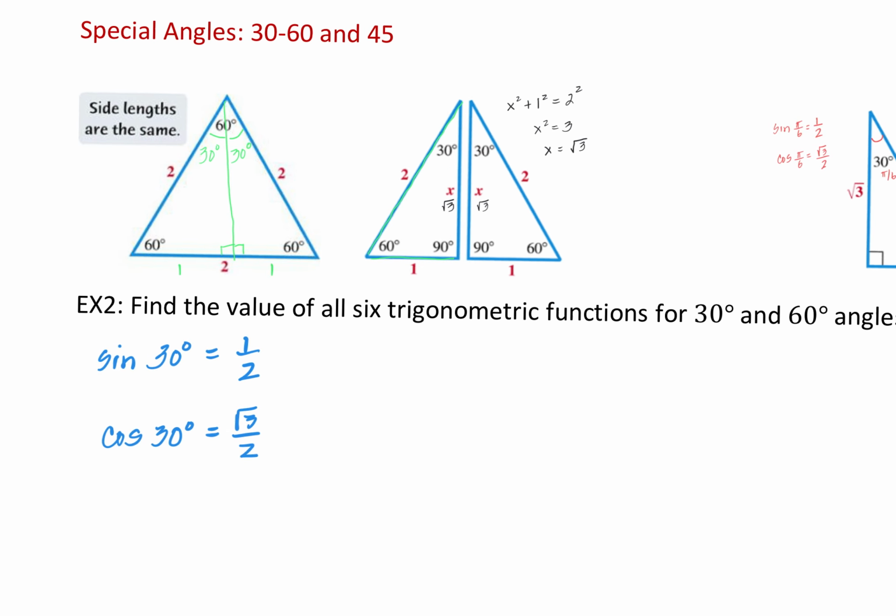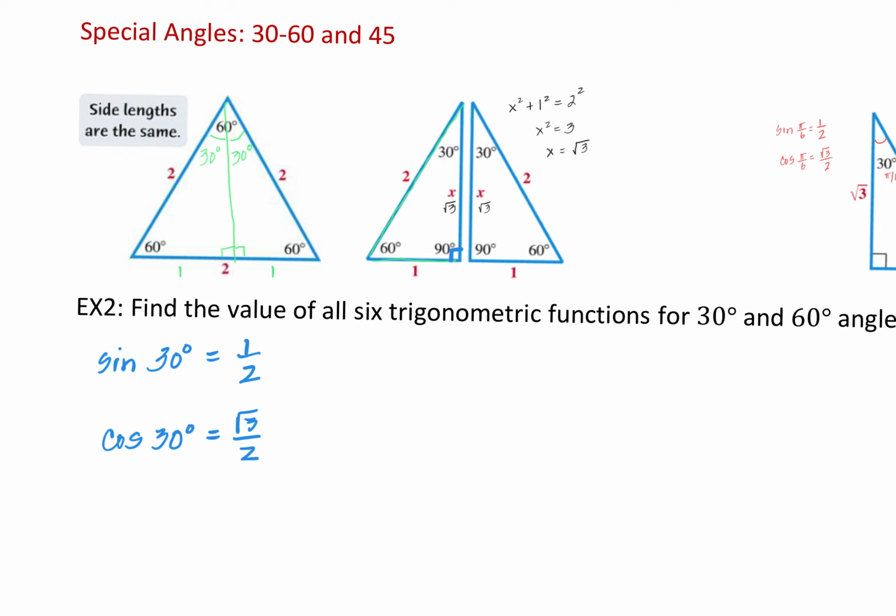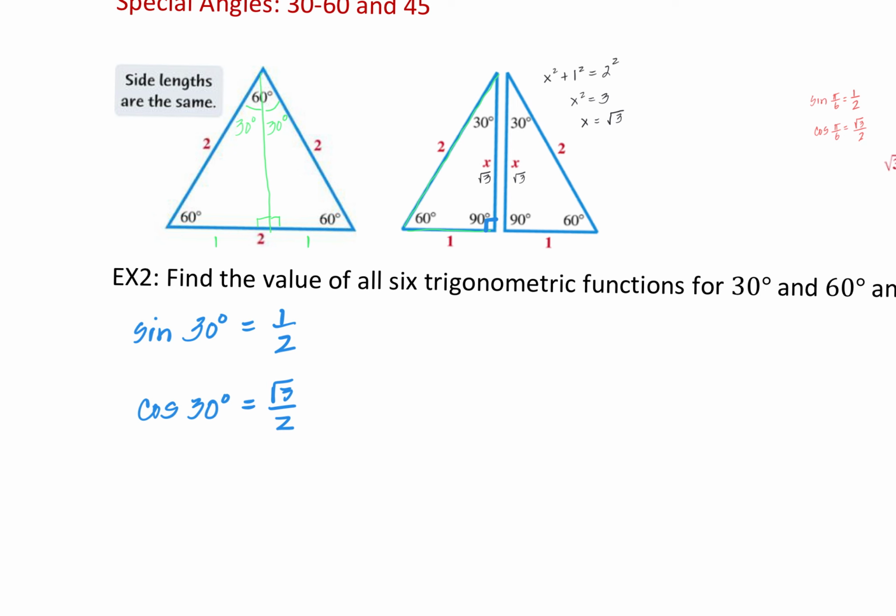So again, I'm looking at the triangle right above, right? The 30-60, and then we have our 90 degree, where x is square root of 3. So if we're looking at tangent with respect to the 30 degrees, tangent would be opposite over adjacent, so it's 1 over the square root of 3.